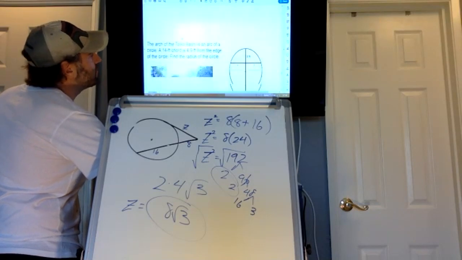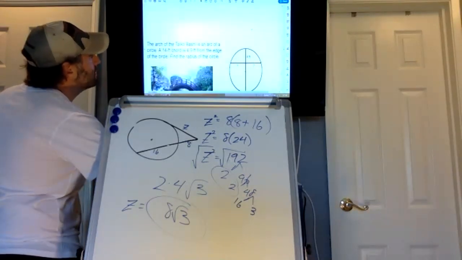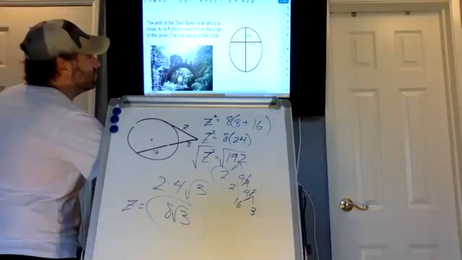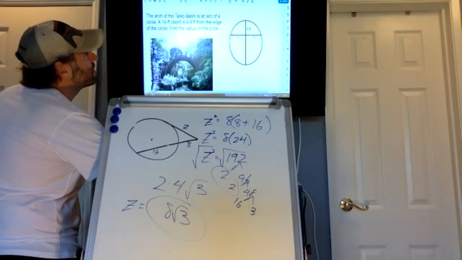All right, here we go. Here's one of those fun problems. This is the arch of the Taiko Bashi. It's an arc of a circle. Okay, and here we go.